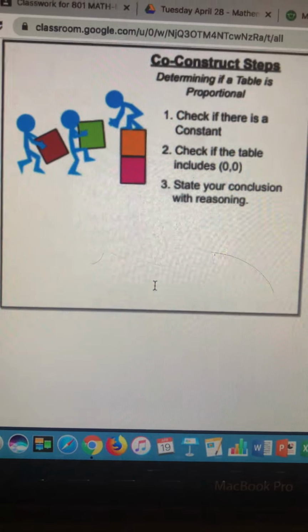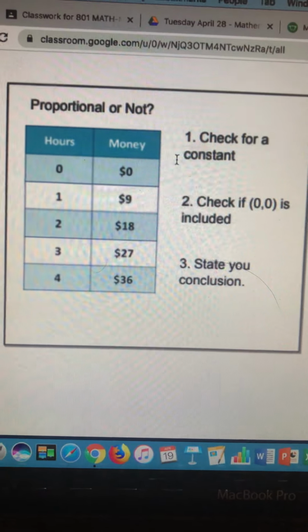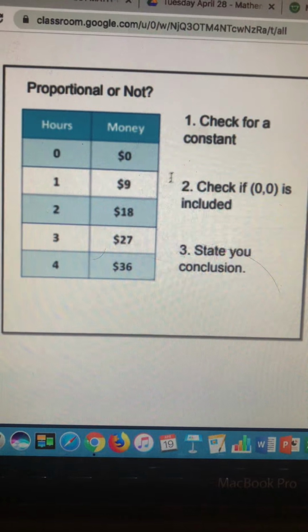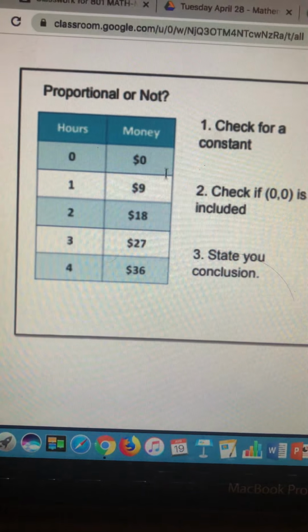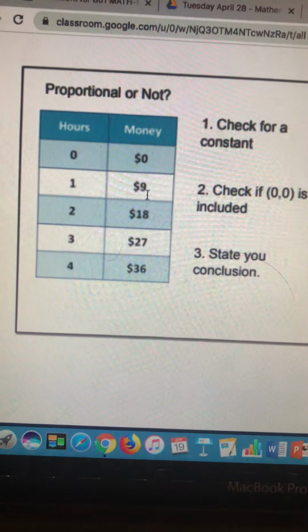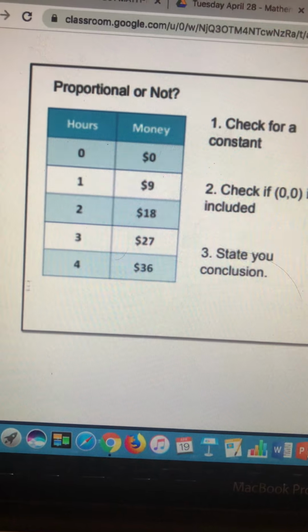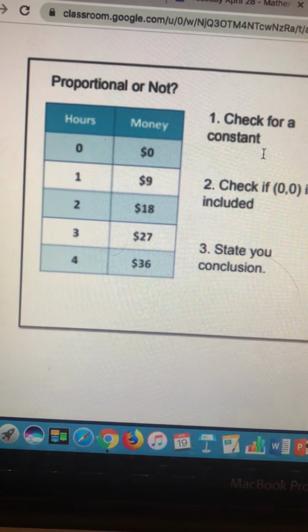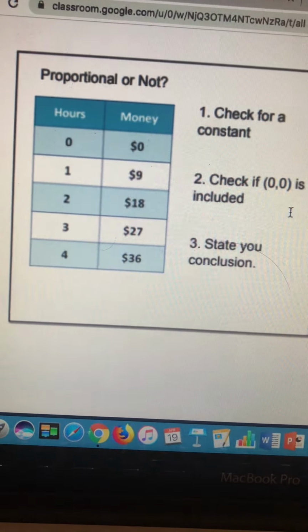Let's look at another one. Here are the steps I just took you through. Please take note of those. Okay, so here, step 1, check if there's a constant. So we go to our y. Do we notice a pattern? Yes, I notice a pattern. In y, it's plus 9, and in x, it's plus 1. So my constant would be 9 over 1 or simply 9. So yes, it has a constant. Check.